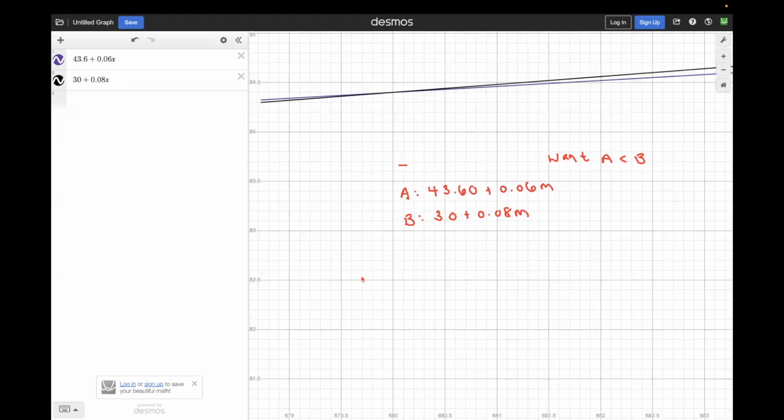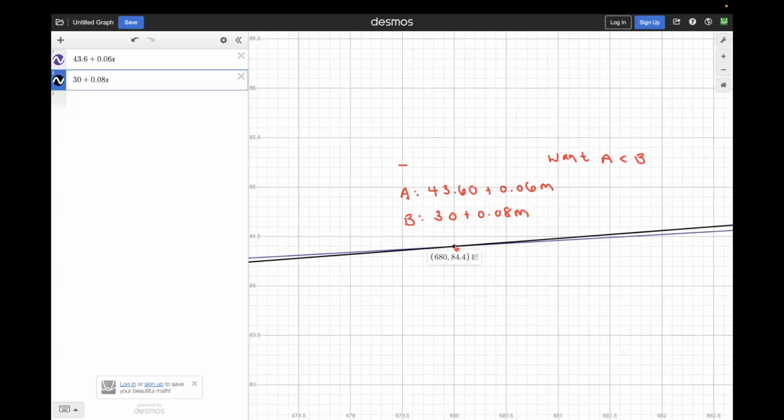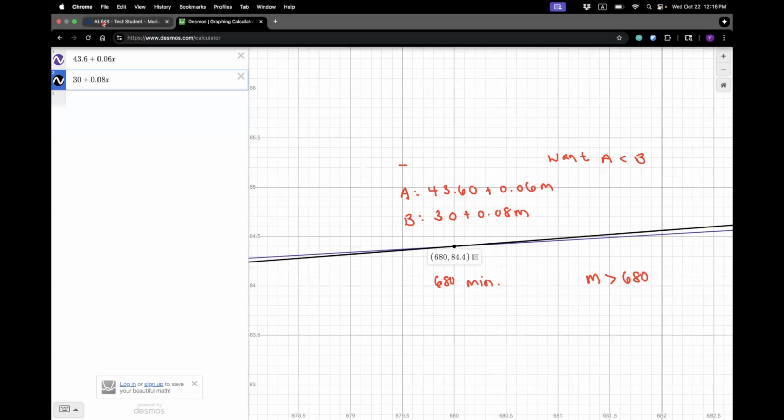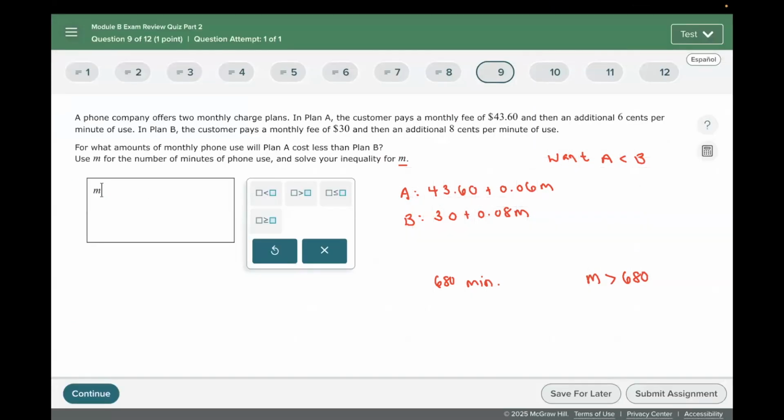Let me zoom in just a bit more for us. All right, so they intersect after 680 minutes of phone use. So that's when they're equal. So notice purple line is under black line. So that's A less than B when M is larger than 680 minutes. So we need M greater than 680. So that will be our answer. So we'll go here and we'll say M greater than 680 minutes. Very good. All right, let's keep going.